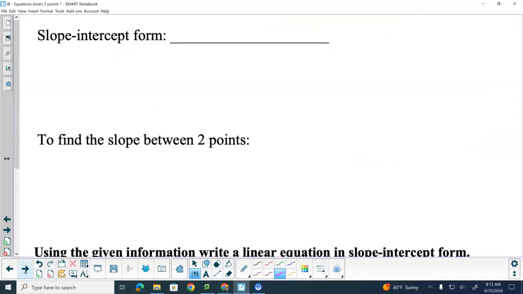All right. So, what's slope-intercept form? Y equals mx plus b. Yes, sir.